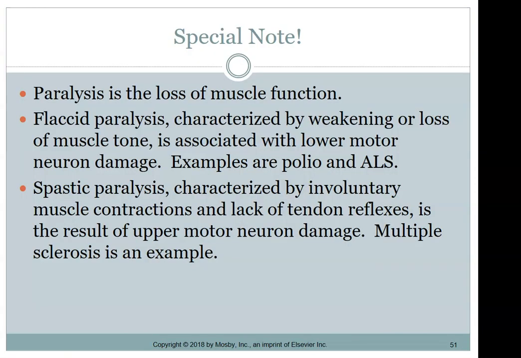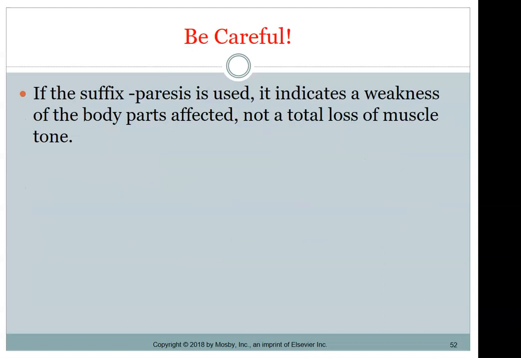A special note, paralysis is the loss of muscle function. Flaccid paralysis is characterized by weakening or loss of muscle tone and is associated with lower motor neuron damage. Some examples are polio and ALS. Spastic paralysis is characterized by involuntary muscle contractions and lack of tendon reflexes, and is the result of upper motor neuron damage. Multiple sclerosis is an example of this. But you want to be careful. If the suffix paresis is used, it indicates a weakness of the body part affected, not a total loss of muscle tone.